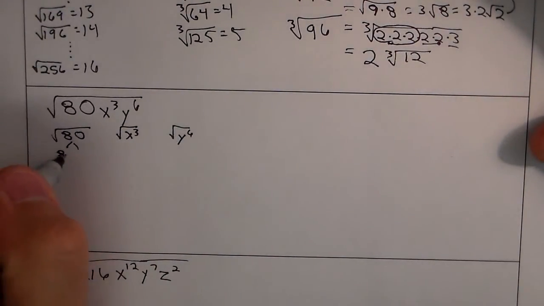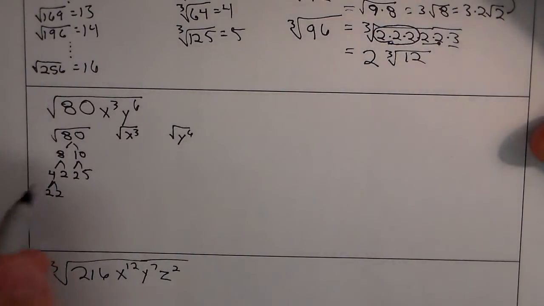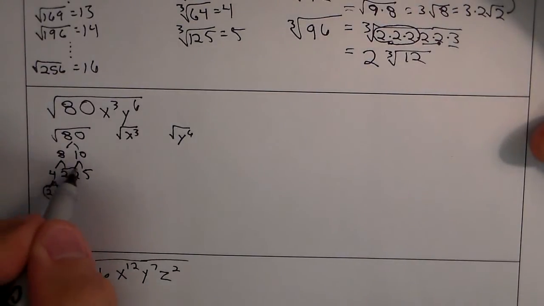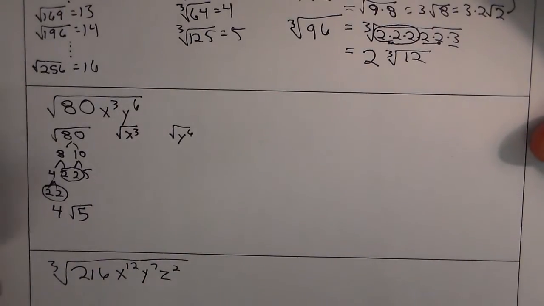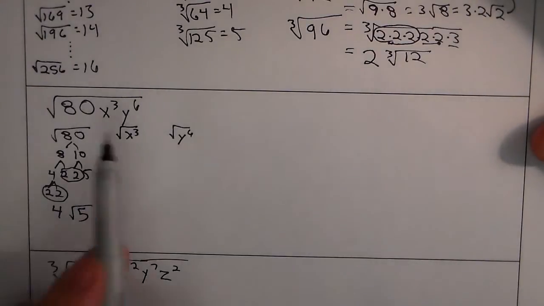Square root of 80 is 8 times 10. I can break apart the 10 into 5 and 2. 8 is going to be 2 and 4, and then some 2's off of the 4. So I have 2 sets of 2. They come out to become a 4 on the outside. 2 times 2 gives me 4. The 5 is left, so it's 4 root 5. So if by itself it was just the square root of 80, we would say it's 4 root 5.